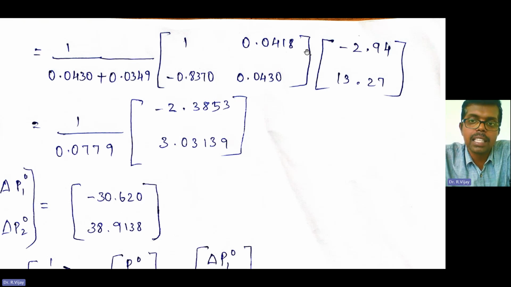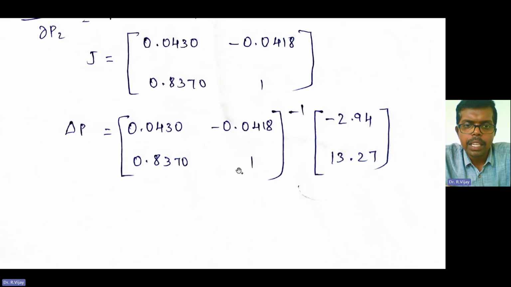Okay, so taking the adjoint of a 2 cross 2 matrix is very simple. If it is a 3 cross 3 matrix, you have to do more. But for a 2 cross 2 matrix, what you need to do is interchange these elements, and for the other two elements you change the signs. That's all. That is the adjoint of a 2 cross 2 matrix.